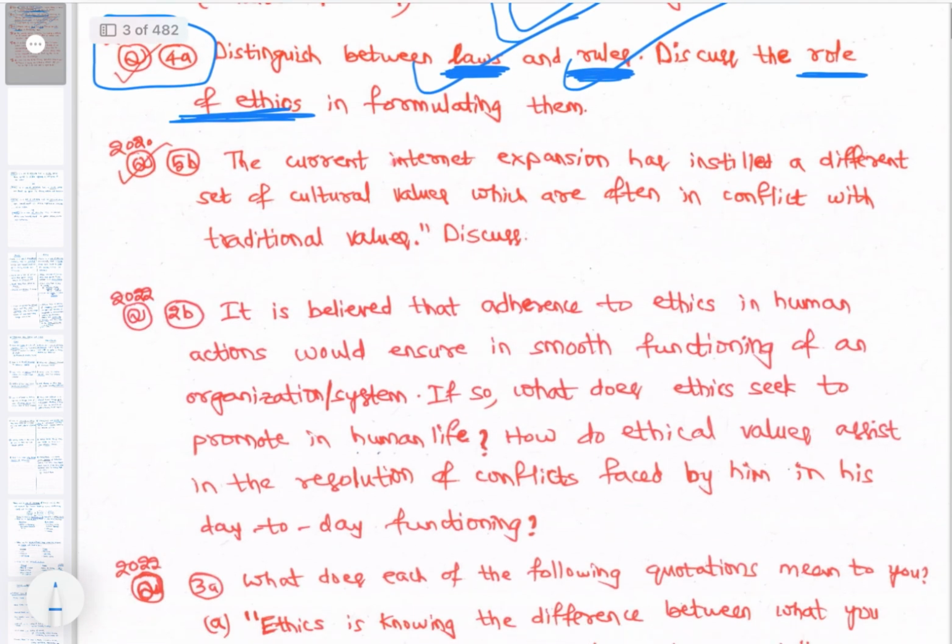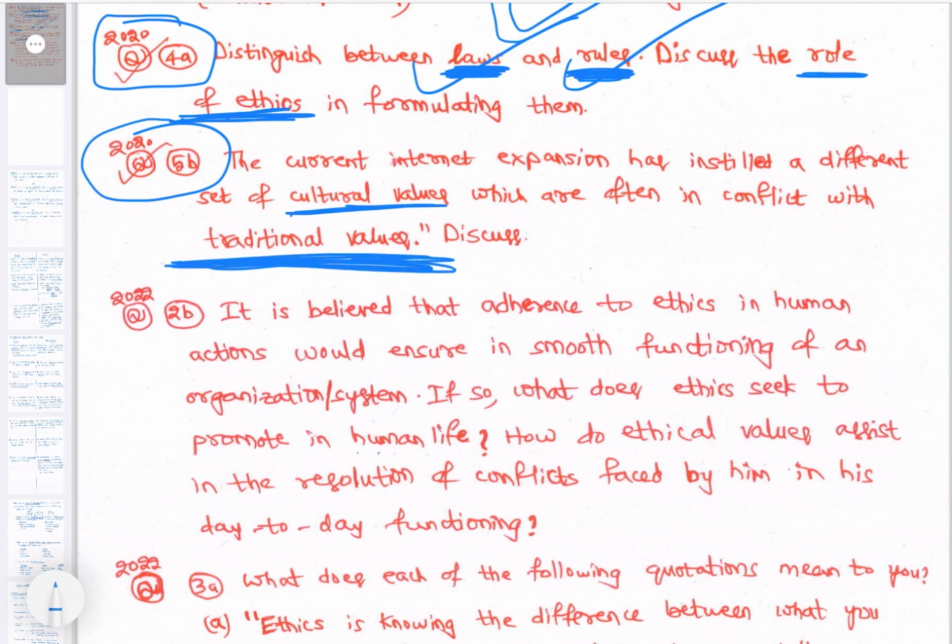Then in 2020 there is a question, that is the current internet expansion has instilled a different set of cultural values which are often in conflict with traditional values.